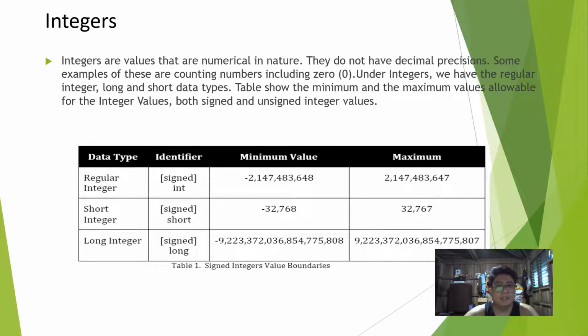And integers. Integers are values that are numerical in nature. They do not have decimal precisions. Some examples of these are counting numbers, including zero. Under integers, we have the regular integers, long and short data types. The table below shows the minimum and the maximum values allowable for the integer values, both signed and unsigned integers. And these are the tables that show the maximum and the minimum values allowable.